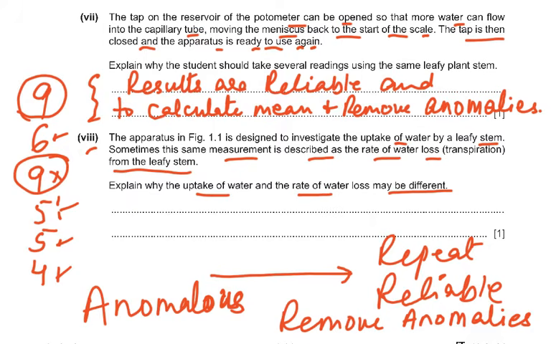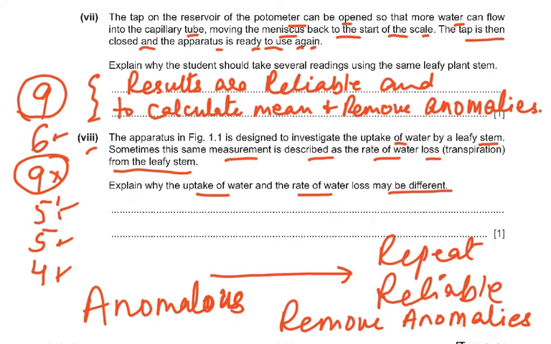Water is a solvent for many ions, so it is going to be transported in the xylem and the phloem. You have to understand that the uptake of water and the rate of water loss may be different. Uptake of water takes in 100 ml, but all that 100 ml is not going to be passing out of the leaves. And I just gave you that example.